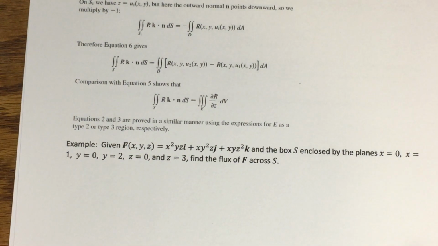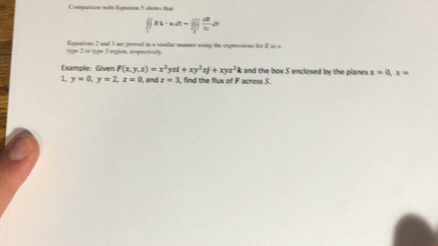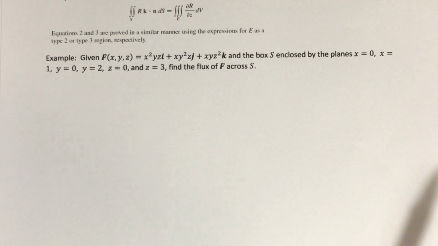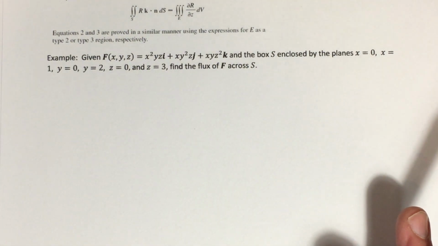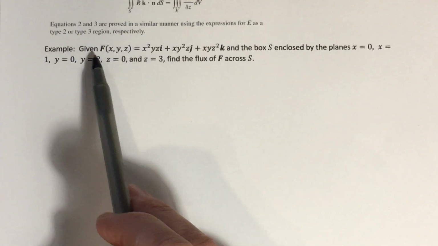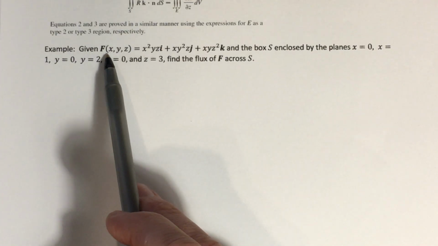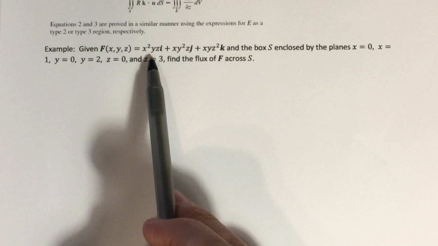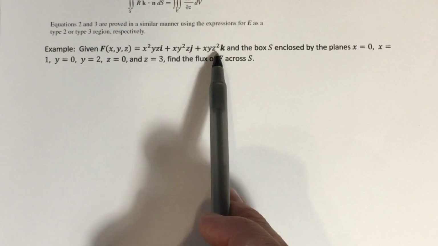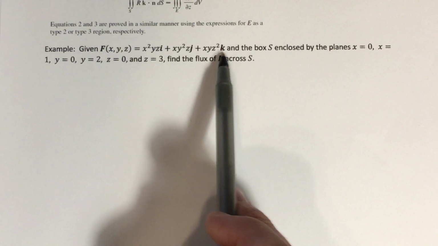Okay, so that proves the divergence theorem. What I want to do is use it to show you how effective it is at evaluating or determining flux of a vector field over a closed surface. So here's our first example. We're given a vector field F of x, y, z, and this is it: x squared y z i plus x y squared z j plus x y z squared k.